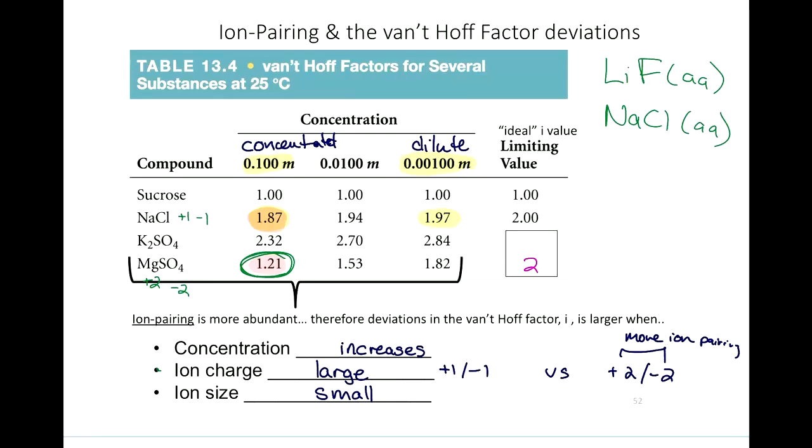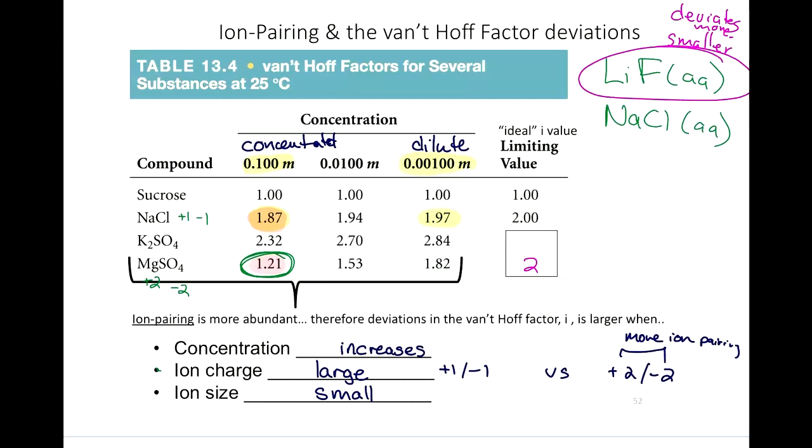What are their Van 't Hoff factors normally? 2 for both of them, but which one deviates more? It's going to be lithium fluoride because it's smaller. All right, deviates more, meaning it's going to be a lower value than 2, right? It's going to deviate further away from that ideal value of 2.